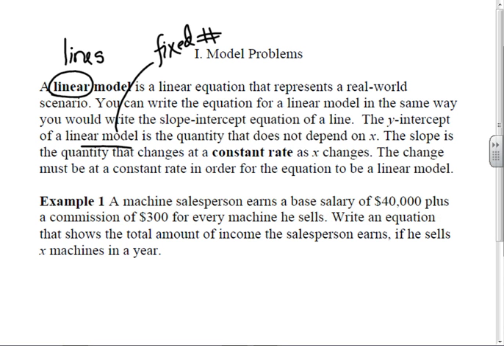Like in this example, when you have a salary and then you get commissions on anything you sell. That salary is not dependent on how many things you sell. I'll always get $40,000. Okay, that's the way that works. The slope is the quantity that changes at a constant rate as x changes.